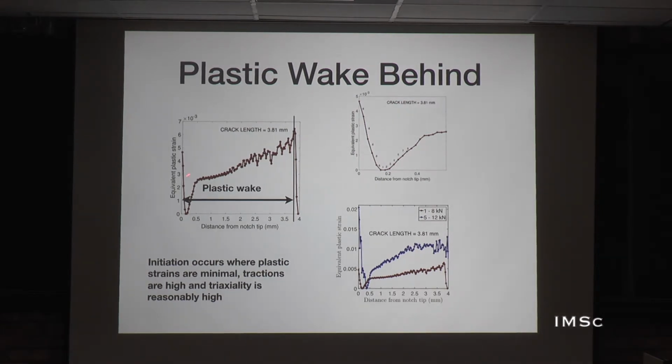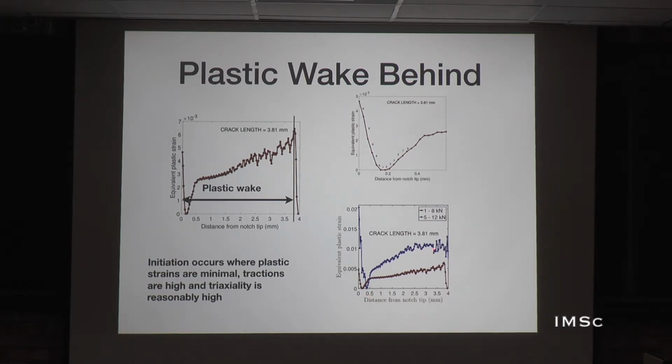And this plastic wake, if we look at one particular loading case, we see that the location of initiation is actually where equivalent plastic strain is very low. So you have hardly any plastic deformation occurring at the location of initiation, and this is the ligament where you have high plastic deformation, and as the crack grows you have more permanent plastic strain in the plastic wake. And if I compare the two loading cycles, we see that this location of initiation in our simulations, when we increase the mean load, shifts to the right and we have higher equivalent plastic strain.